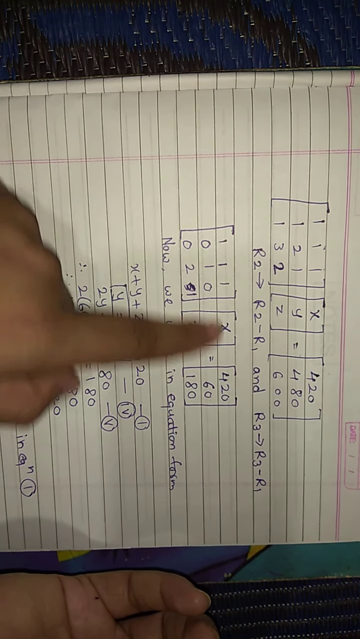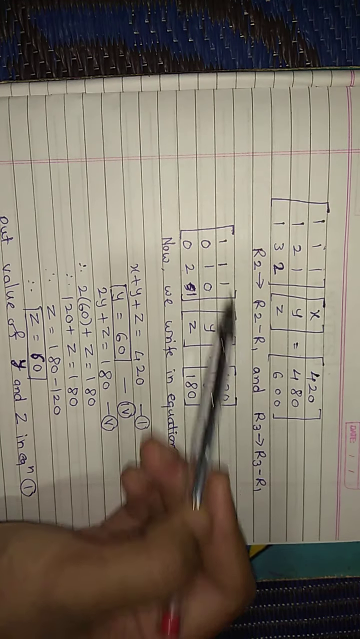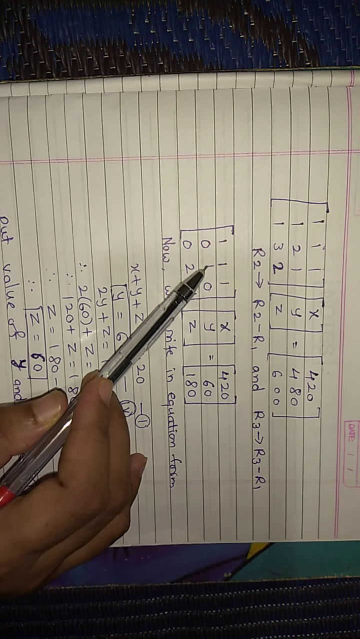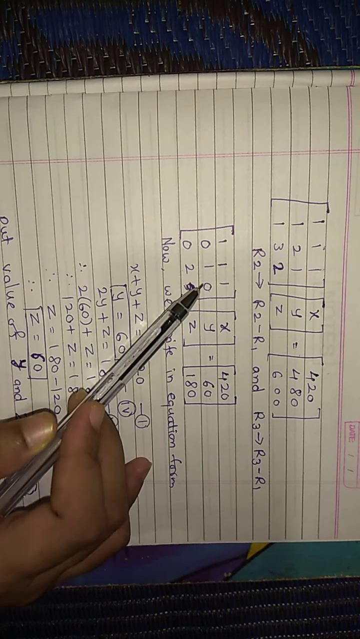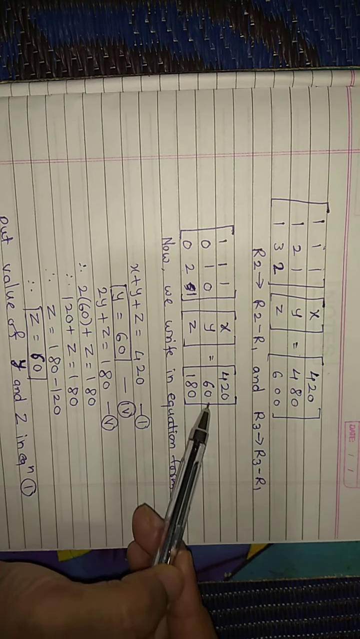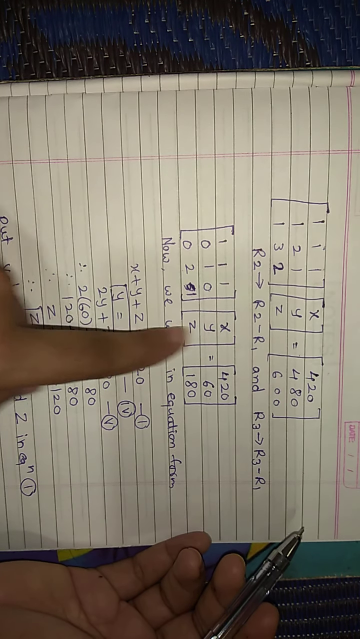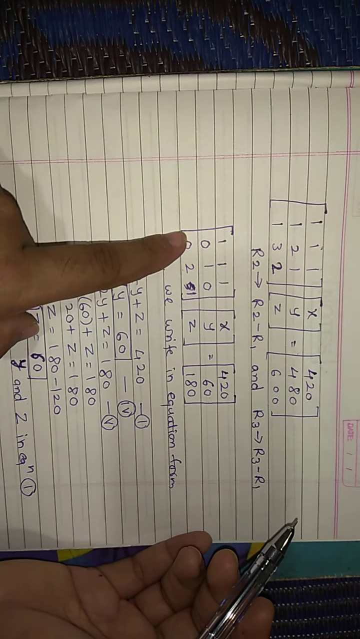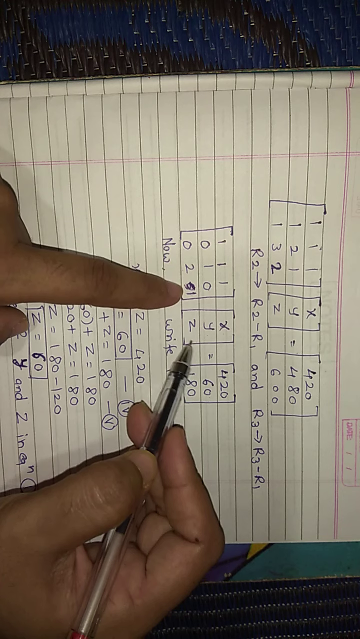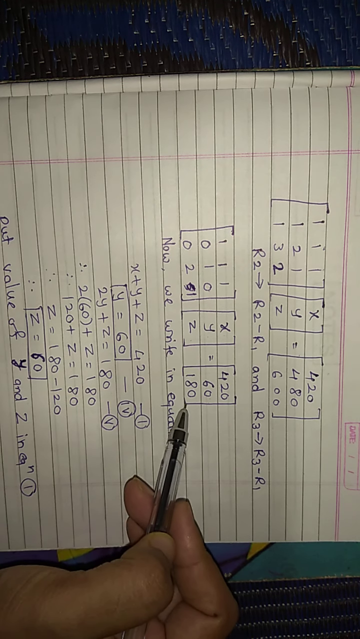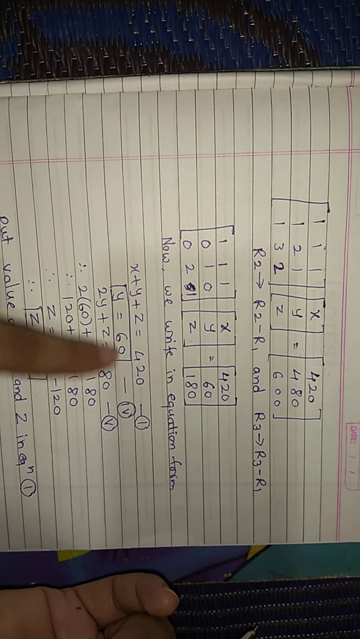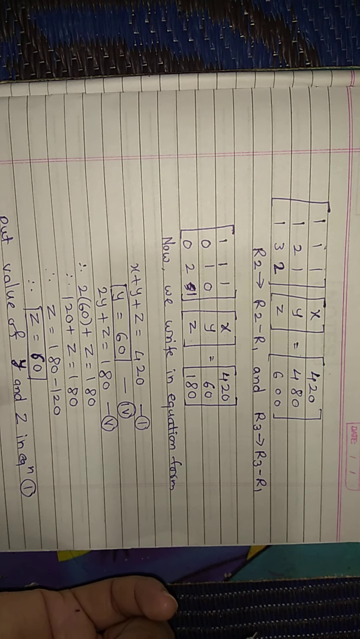So again we multiply both sides, X, Y, Z. So X plus Y plus Z is equal to 420. The second row: 0 into X is 0, 1 into Y is Y, 0 into Z is 0. So only Y is present, equal to 60. And the third row: 0 into X is 0, 2 into Y is 2Y, and 1 into Z is Z, equal to 180. So now we write the equations: X plus Y plus Z is equal to 420, Y is equal to 60, 2Y plus Z is equal to 180.